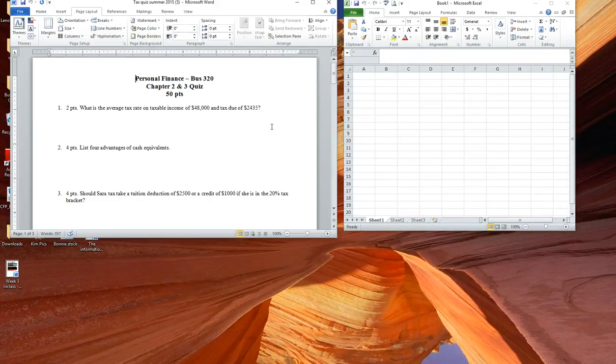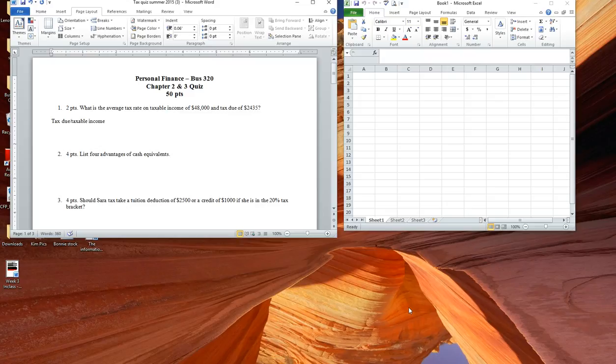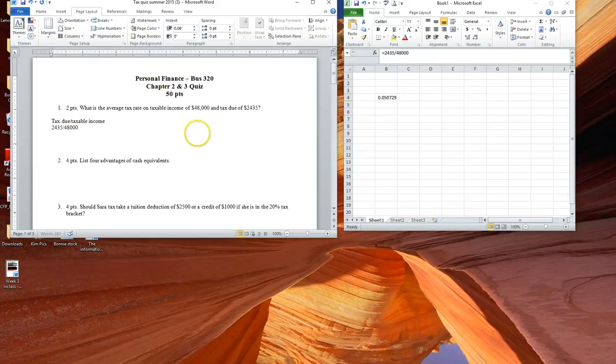And if I were taking this quiz and I were you, I would have an Excel file open for a calculator or have a calculator at my disposal. First question, what is the average tax rate on taxable income of $48,000 and tax due of $2,435? Well, we know the formula for average tax rate equals tax due divided by taxable income. So in this case, it's going to be 2,435 divided by 48,000. And change that to a percent, which means I need to move the decimal over two places. The answer is going to be 5%.